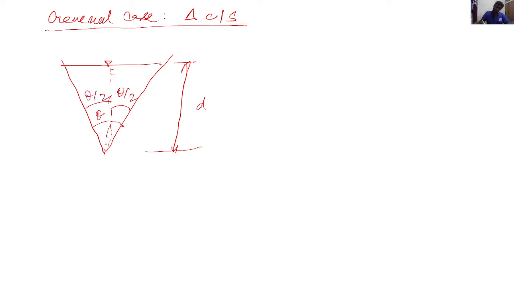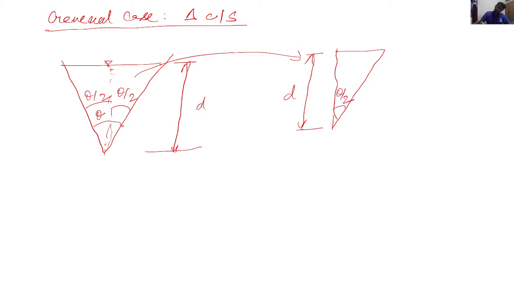Okay, so let us just take out this triangular section and magnify it. So the depth of the flow will be like this, d. This is theta by 2, and let us suppose this is x. We don't know what x is, but we want to know what x is. So let us take the tangent of the theta by 2 angle. Tan theta by 2 is x by d. So this gives that the unknown x would be d tangent of theta by 2.